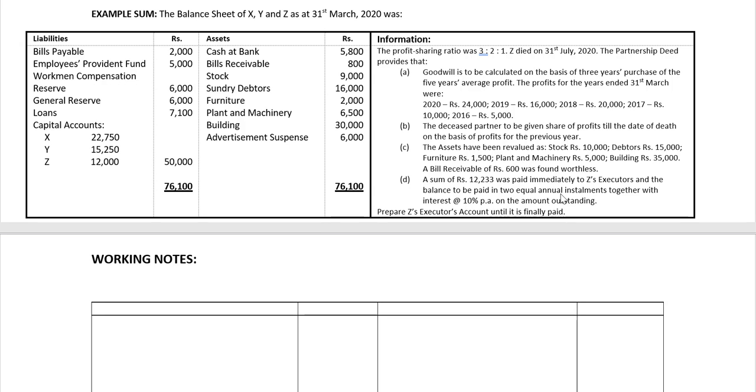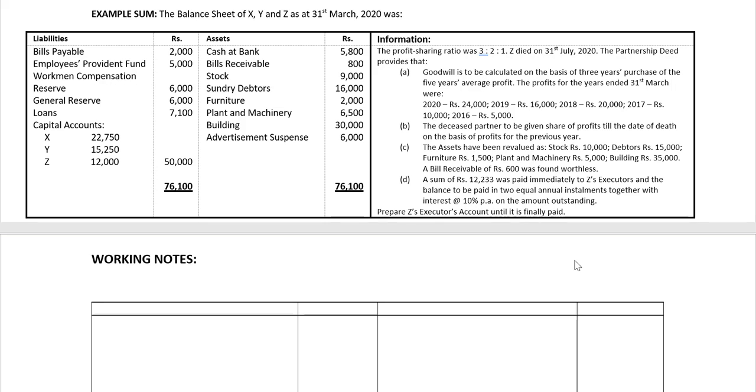The final point D, a sum of rupees 12,233 was paid immediately to Z's executors, and the balance to be paid in 2 equal annual installments together with interest at 10% per annum on the amount outstanding. We are asked to prepare Z's executor's account until it is finally paid.